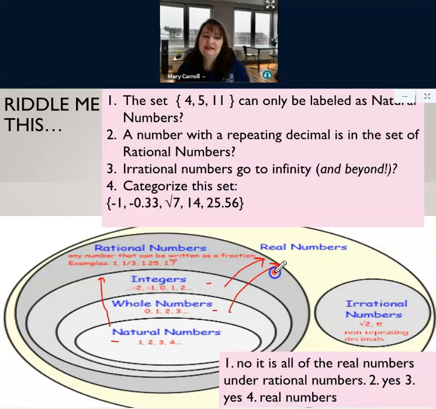And categorizing the numbers: -1 is an integer, okay? But negative 0.33 is not an integer, nor is it a whole number or a natural number. But it is a rational number. Now, the square root of 7, you don't know this yet, but unless it's a perfect square, it's irrational. So therefore, these are only categorized as real numbers, and that's all they fit into.